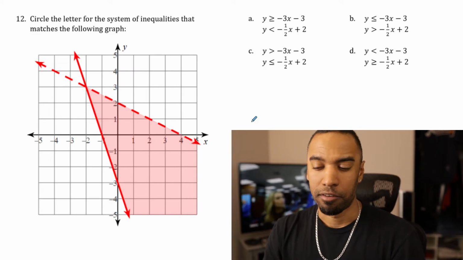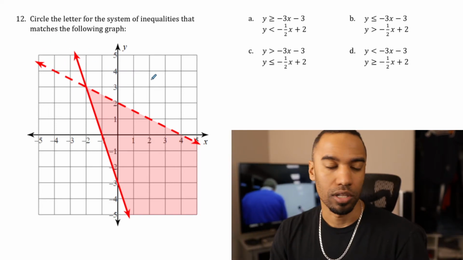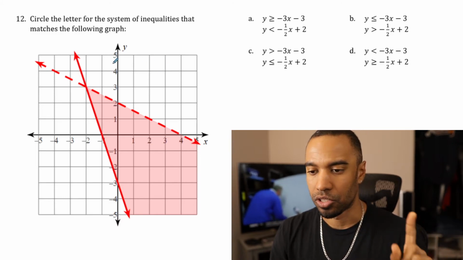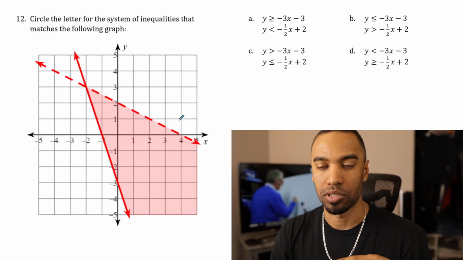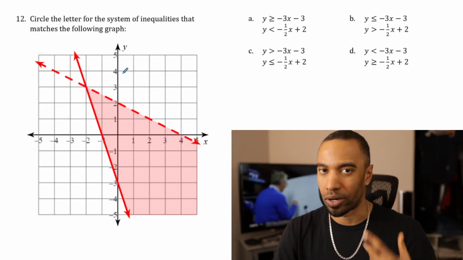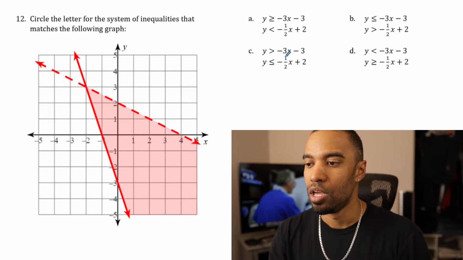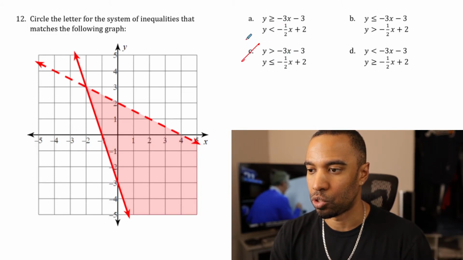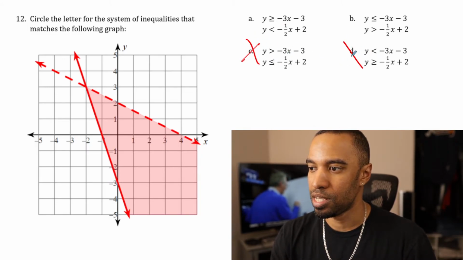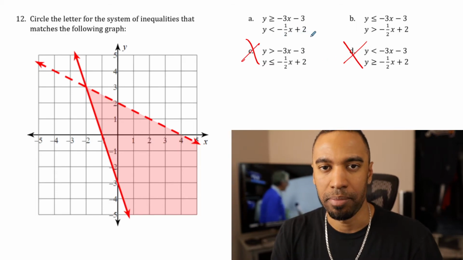Okay, let's eliminate the easy ones first that we know are not answers. We have the dotted line of negative 1/2 x plus 2. That means that that's not an or equal to. It's just the greater than or less than, depending on what it is. So we know it can't have an or equal to. So I know that C is out, and I know that D is out. So it's between A and B.